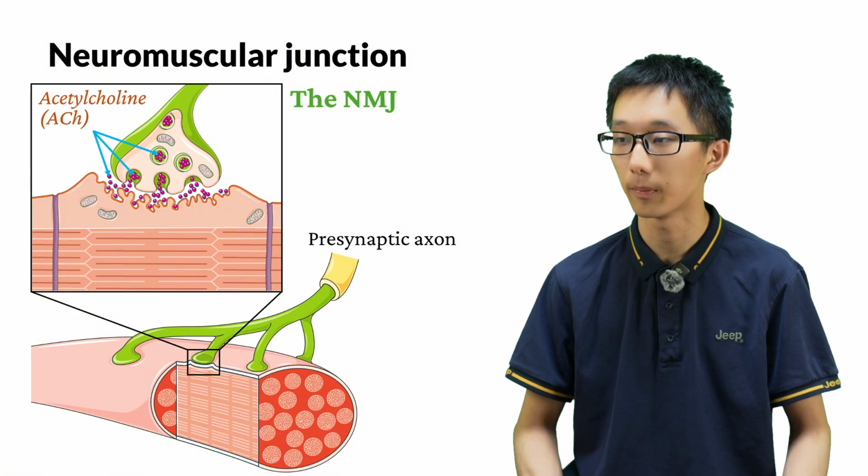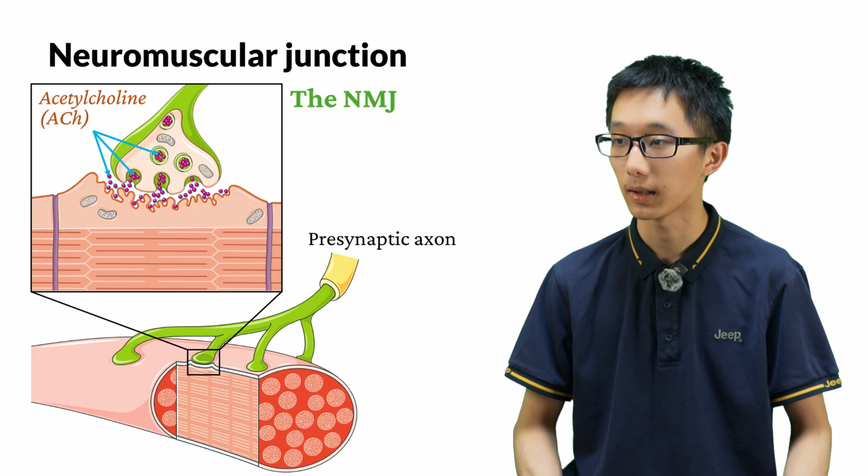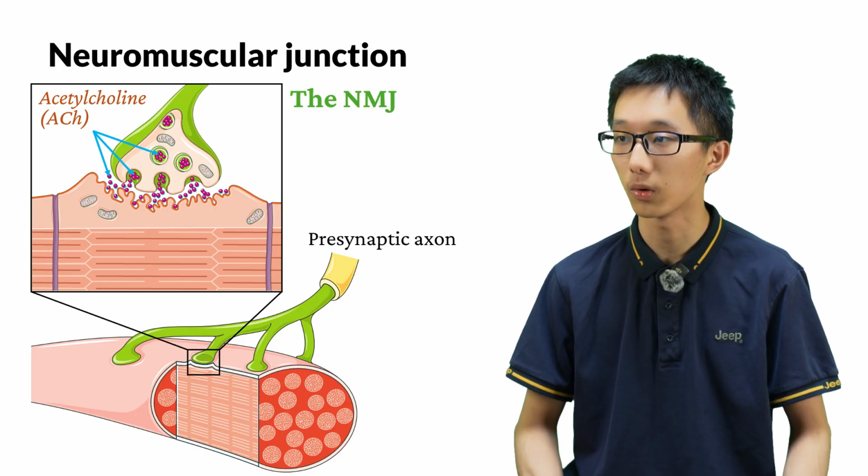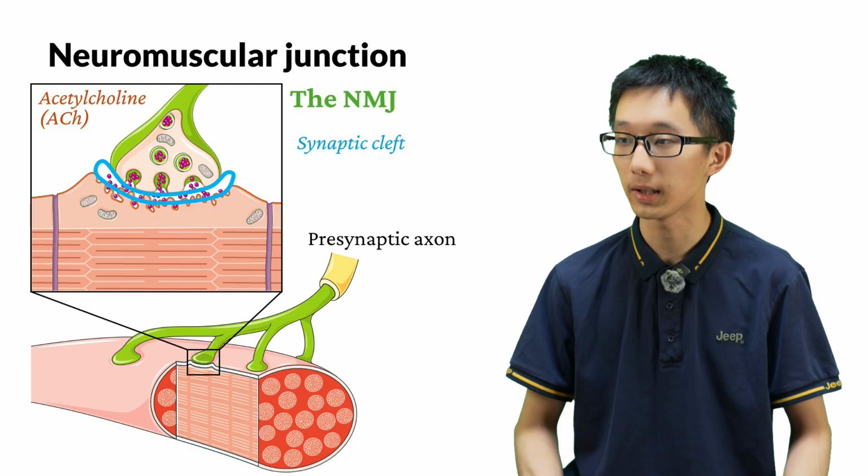In the presynaptic component, we see lots of synaptic vesicles that are arranged in lines. Contained within it is a kind of neurotransmitter called acetylcholine. Acetylcholine is a small molecule neurotransmitter. It is then released into the synaptic cleft.